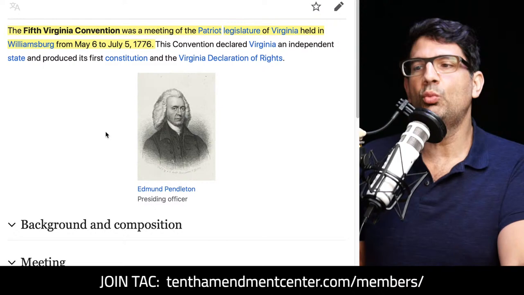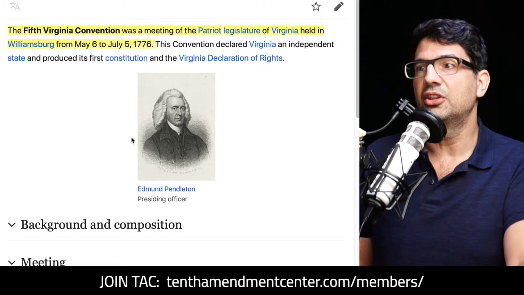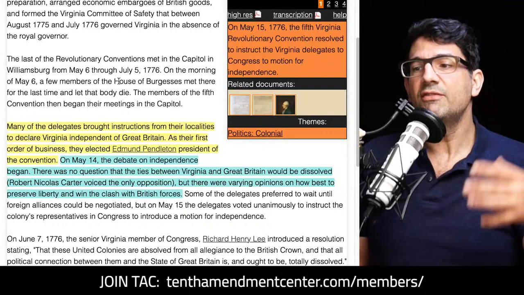You can see in history texts, sometimes it's called the 5th Virginia Convention, sometimes it's the 5th Virginia Revolutionary Convention. I like the latter. A little background on that convention. Here from University of Virginia, they say many of the delegates at the 5th Convention brought instructions from their localities.